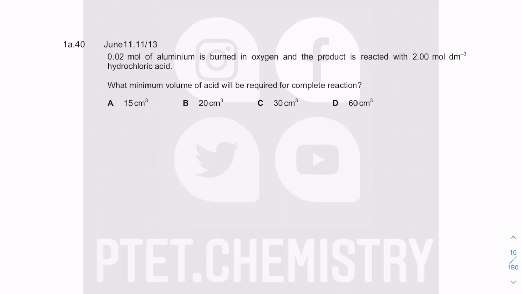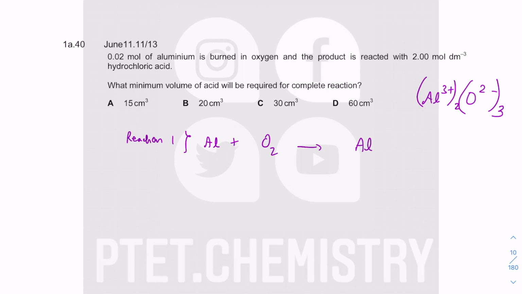So now we have aluminium burned in oxygen, and this product is reacted with this much hydrochloric acid. So how much acid is required for the complete reaction? So the first reaction, reaction 1, is aluminium burning in oxygen. It will give you an oxide, Al3+, O2-. I hope you can see that you need 2 of the Al3+ and 3 of the O2- for the charges to be balanced out.